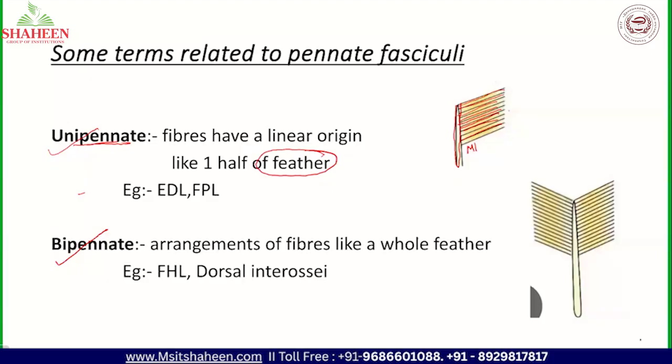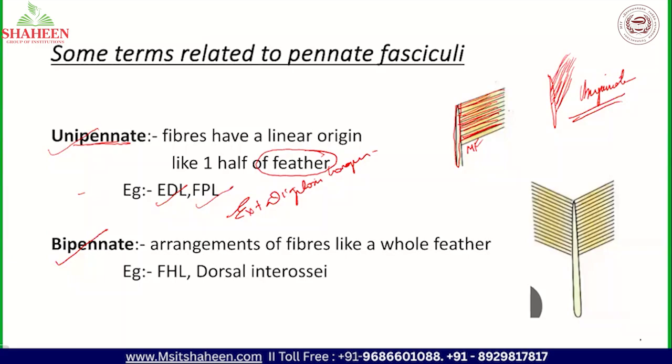The muscle fibers will be arranged like this. This is known as unipinnate. Examples, EDL, FPL. EDL means extensor digitorum longus. No need to mug it up now because these terminologies are new for you. So just go through the terminologies. Next, FPL is flexor pollicis longus. These are the small muscles which are seen on the forearm. So the arrangement of muscle fibers of these muscles is unipinnate.